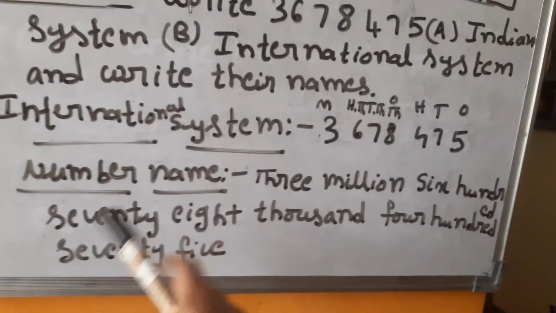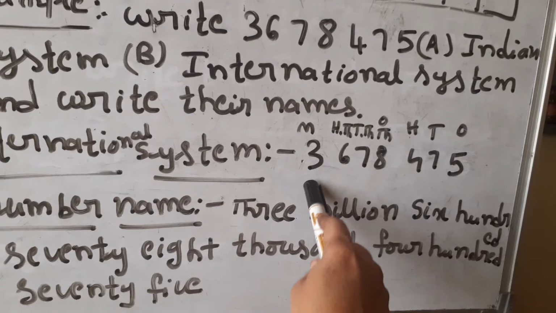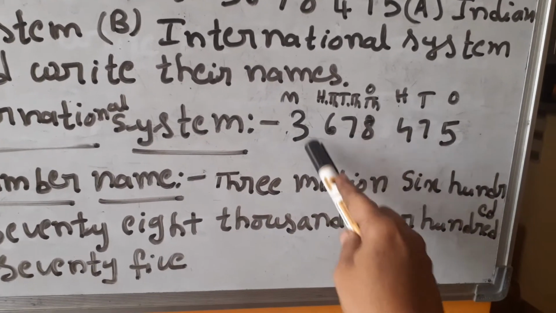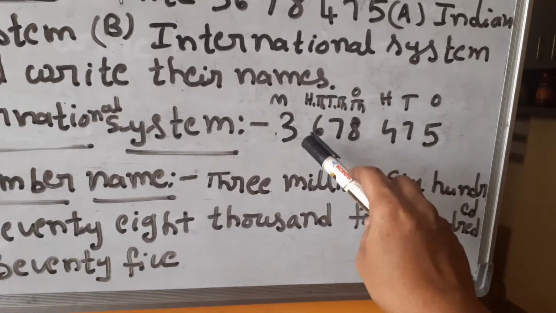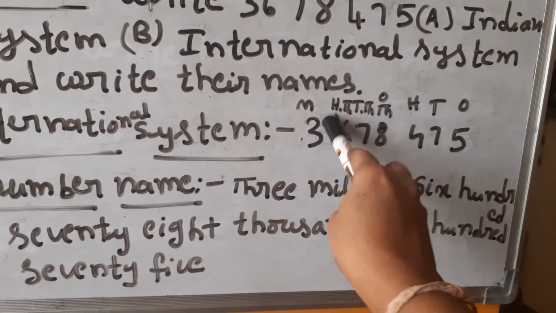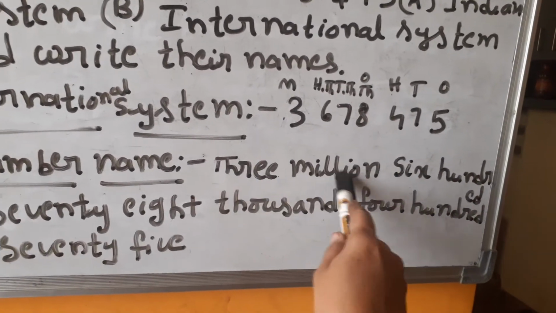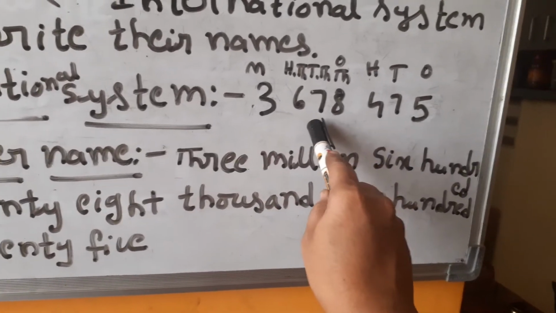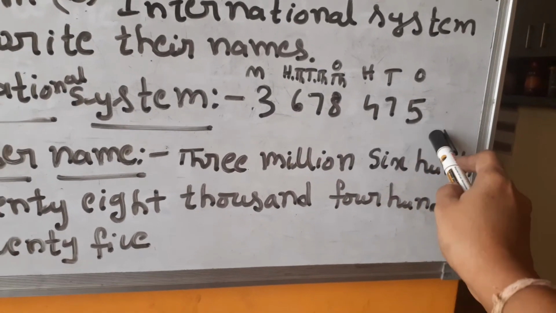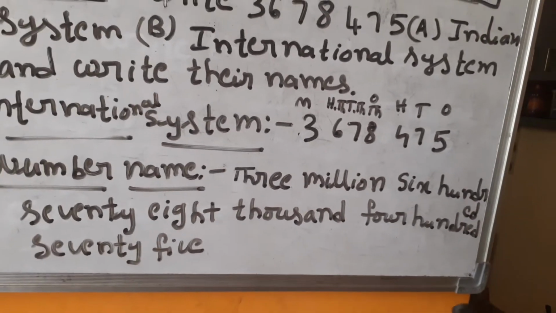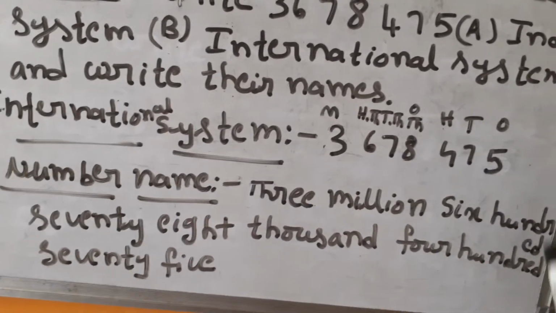That's why the number name is: first 3 belongs to millions place, so 3 million. 6, 7, 8 belong to the thousands of the international number system, then ones, tens, hundreds place. So 3 million 678 thousand, next 475. Students, this example is the same as the model.